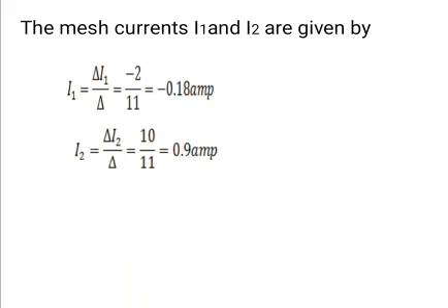The mesh currents I1 and I2 are given by I1 equals delta I1 divided by delta. You know delta I1 equals minus 2 amp, and delta equals 11. So minus 2 divided by 11 equals minus 0.18 amp. Next, I2 equals delta I2 divided by delta. You know delta I2 equals 10 amp. So 10 divided by 11 equals 0.9 amp.